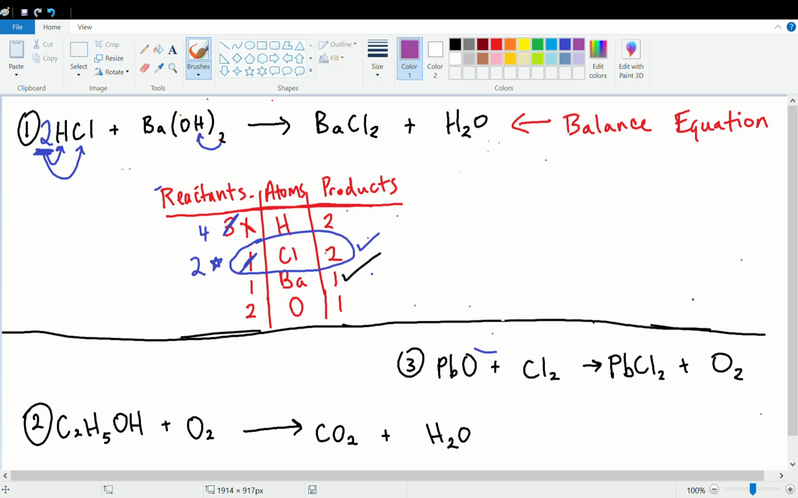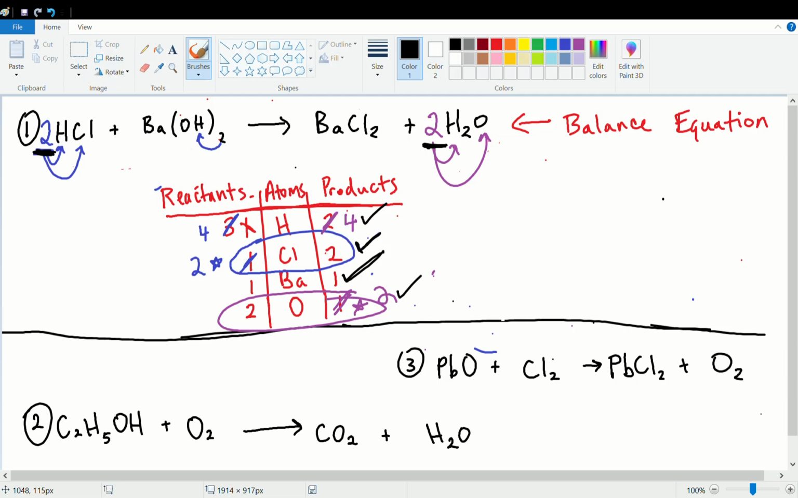Now what I'm going to do is in purple, I'm going to go to my oxygens, and I see I need more oxygens on the right-hand side. So I'm going to go ahead and put a 2 here. And then I'm going to think, how does that affect this table? Well, I see that it affects the hydrogens on the right-hand side. That'll change it to 4. 2 times 2 is 4. And then it's going to make my oxygens 2. And so now, when I go back, it looks like my hydrogens are balanced, my chlorines are balanced, my bariums are balanced, and my oxygens are balanced. So actually, all I need to do is put a 2 out in front of the hydrochloric acid and a 2 out in front of the H2O, and that fixed everything.